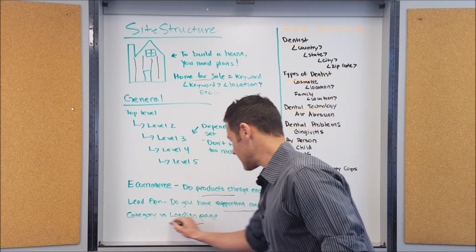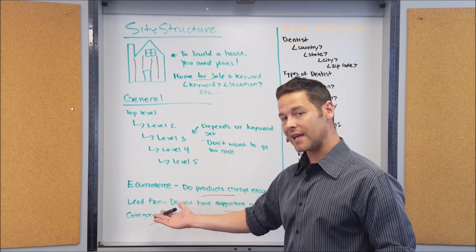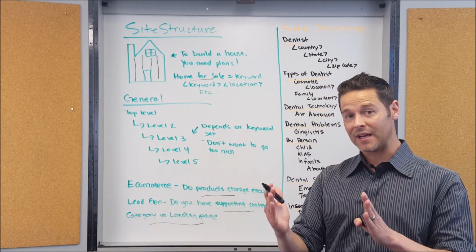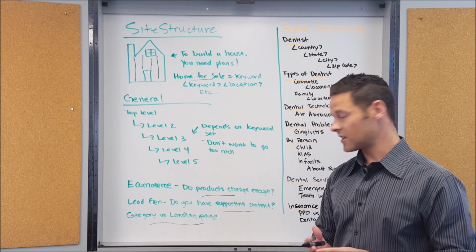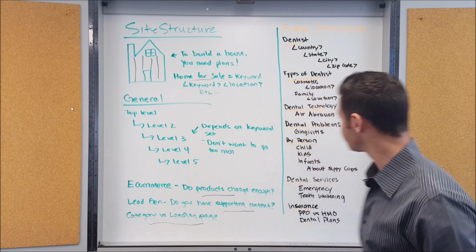And then always keep in mind the difference between category versus landing pages. In lead generation, in most cases, it's going to be more of a landing page focus, right? E-commerce, it's going to be more of a categorization, right? So there's different ways to do those types of optimization.